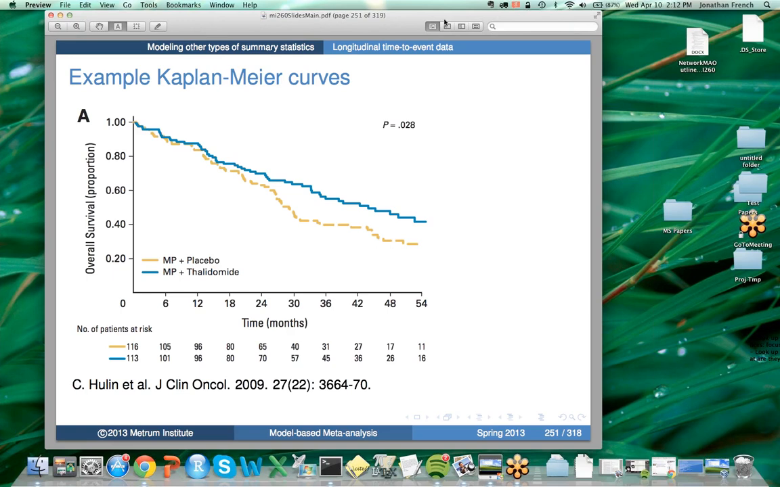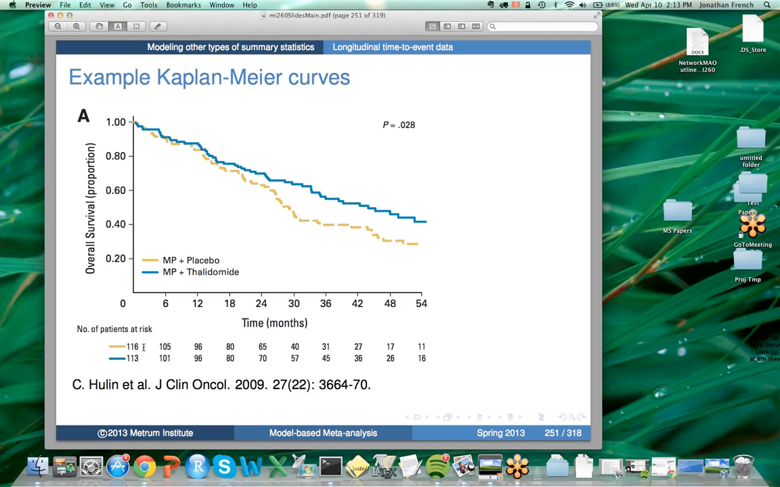For the second slide, what we're looking at is our example Kaplan-Meier curves, highlighting the fact that we have estimated survival, the surviving fraction over time, which is what the Kaplan-Meier estimator gives us, and highlighting the fact that in this particular publication, what they've provided for us are the number of patients at risk at particular time points over the duration of follow-up.